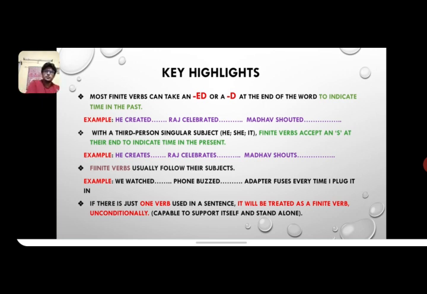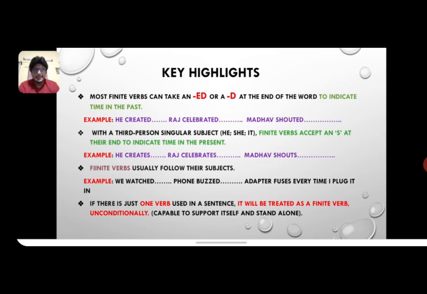Now, if you're confused, there is a different set of rules which governs the English language, where most of us go wrong. So this will be covered as a different module altogether. So you don't have to worry about it for the time being.